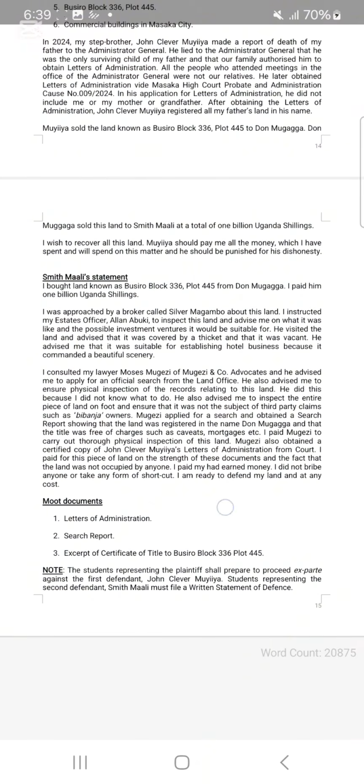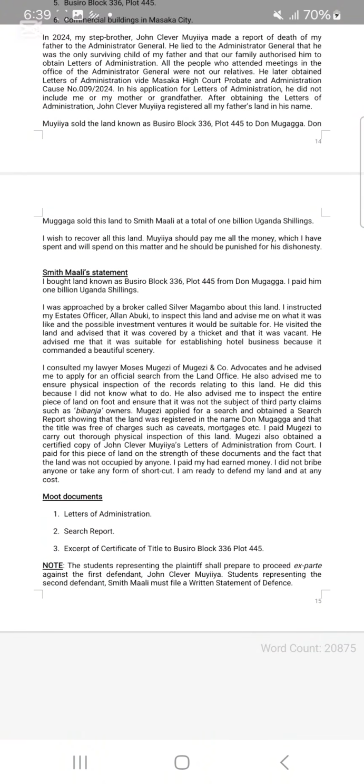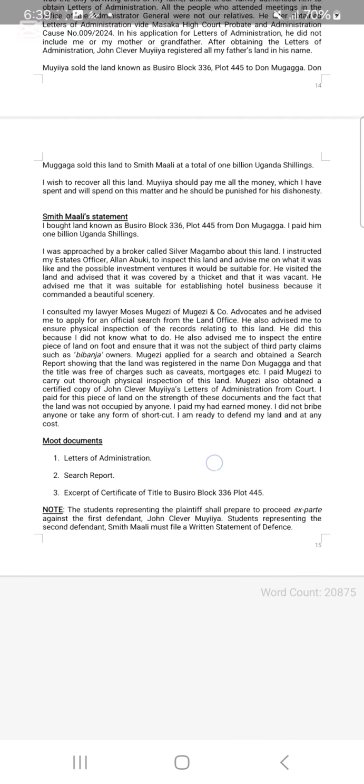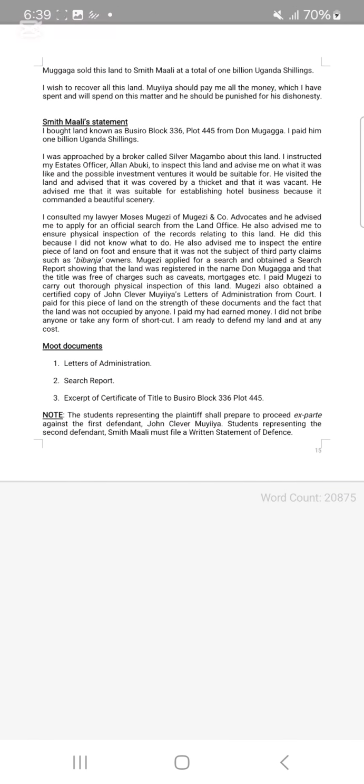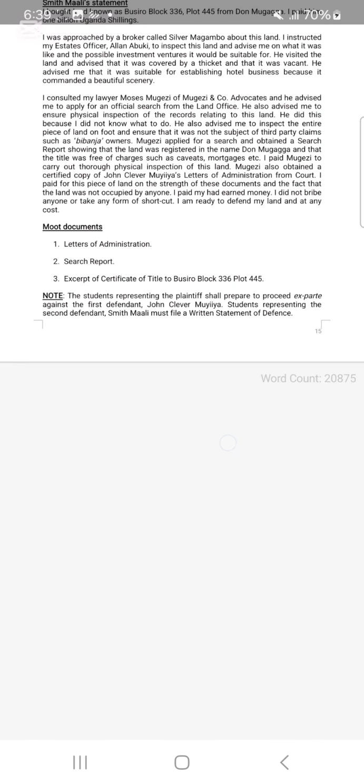After obtaining letters of administration, John Clever Muia registered all my father's land in his name. Muia sold the land known as Busiro to Don Mugiga. In the witness statement: I bought land known as Busiro. I was approached by a broker called Silver. I consulted my lawyer Moses Mugezi, and he advised me to apply for an official search on the land. Documents: letters of administration, search report, and certificate of title.